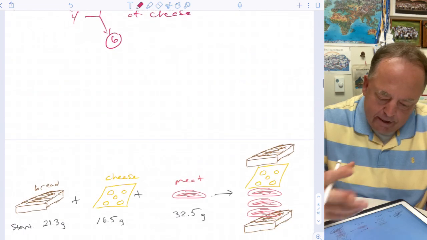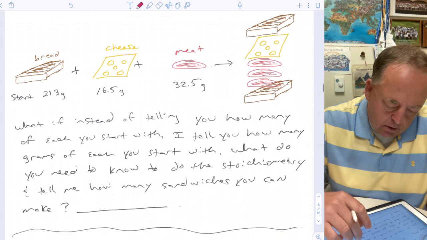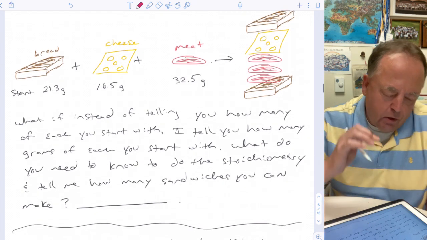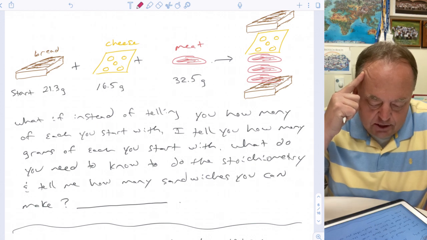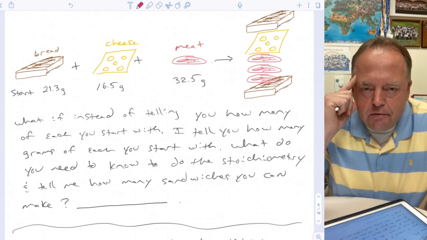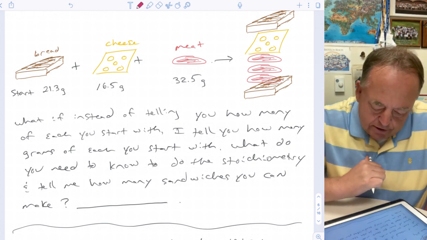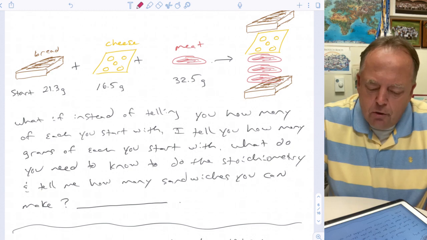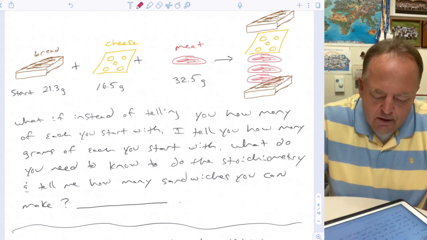And so we'll apply it to an actual example here in a minute. So what if I gave you this scenario? What if I told you you had 21.3 grams of bread, 16.5 grams of cheese, and 32.5 grams of meat? Now how many sandwiches can you make? Well, that's a lot harder, right? How would you answer that question? What would you need to know? Because you don't have enough information to answer that question. What would you need to know to figure this out?